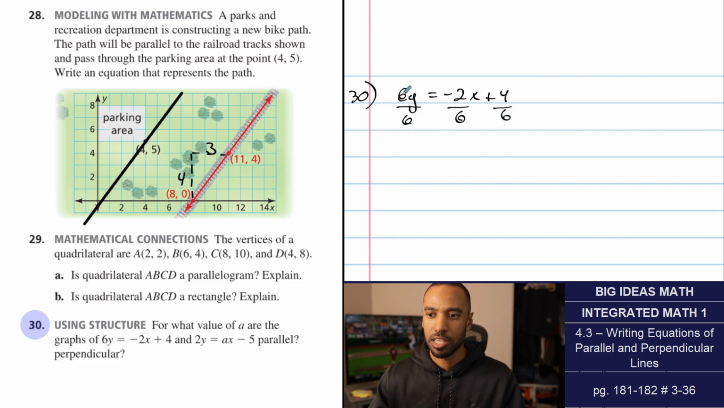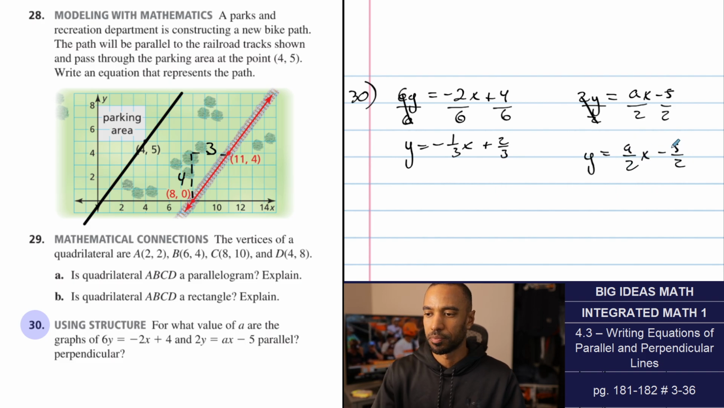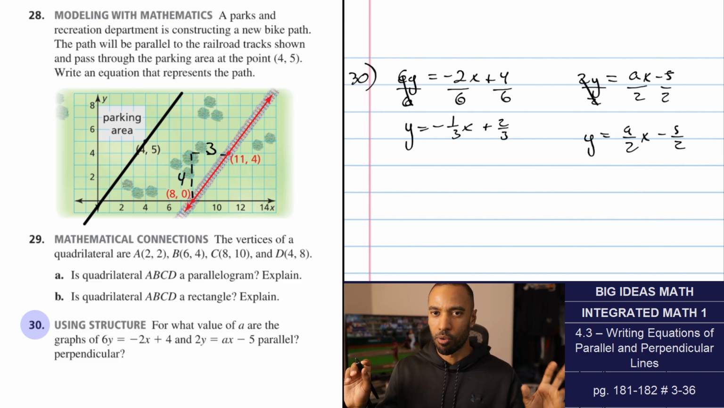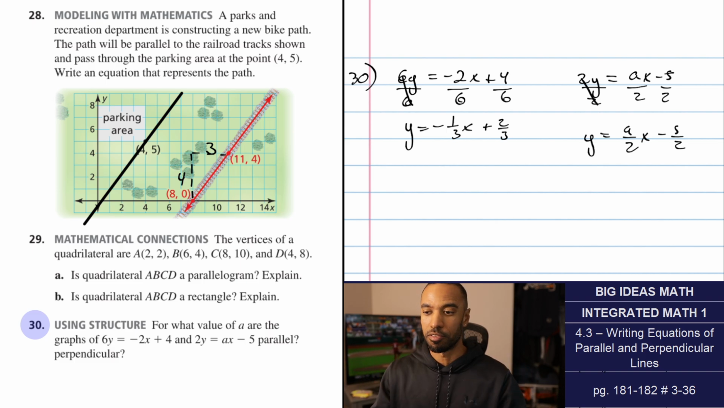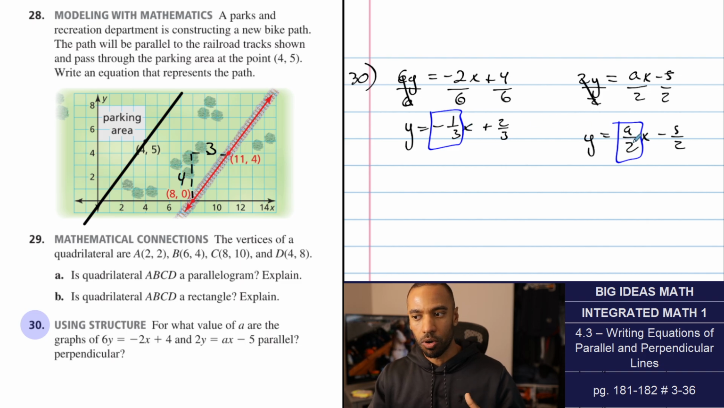Divide by 6 here, and this becomes y equals negative 1/3 x plus 2/3. In the other equation, we have 2y equals ax minus 5. If we divide those by 2, it becomes y equals a over 2 x minus 5 over 2. So what we're doing is just comparing. Now, the 2/3 and negative 5 over 2 are different. So with parallel lines, we don't have any conflict. But we're going to compare these two slopes. When the original is negative 1/3, when is it equal to a over 2, for what value of a? So let's start with that. Parallel.